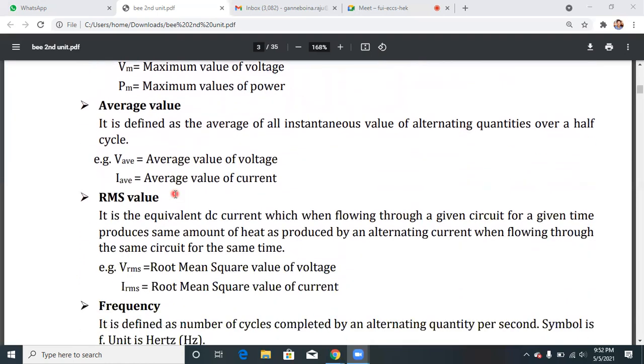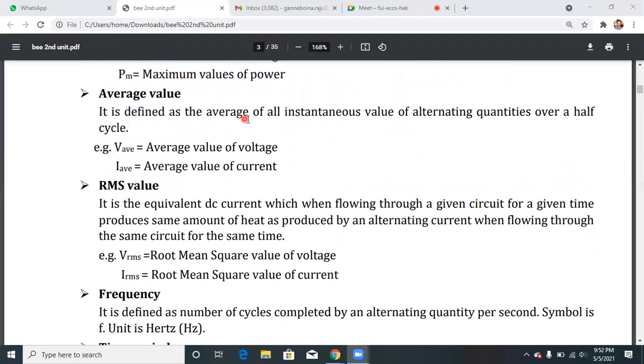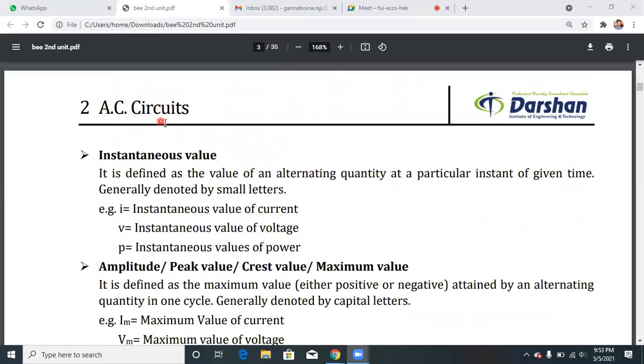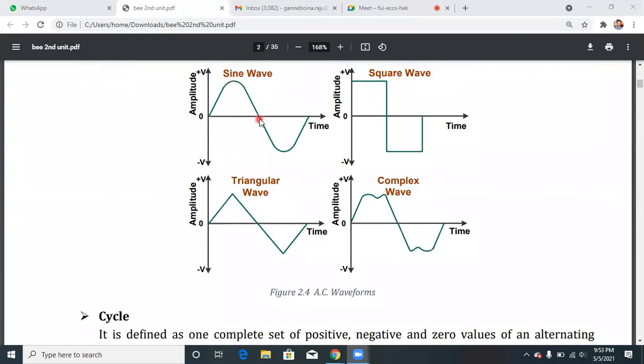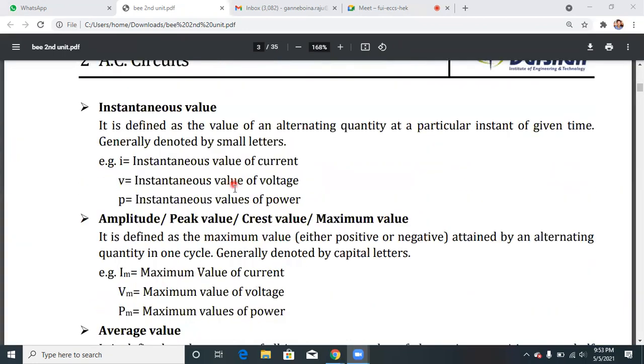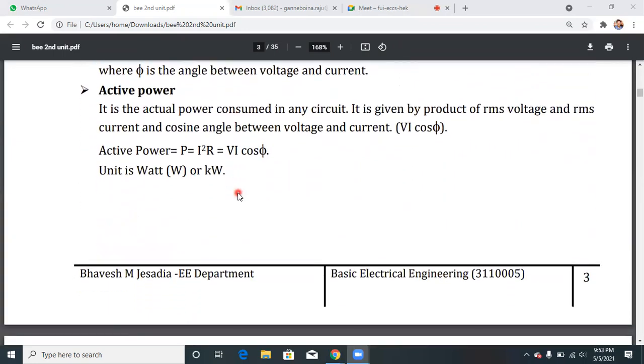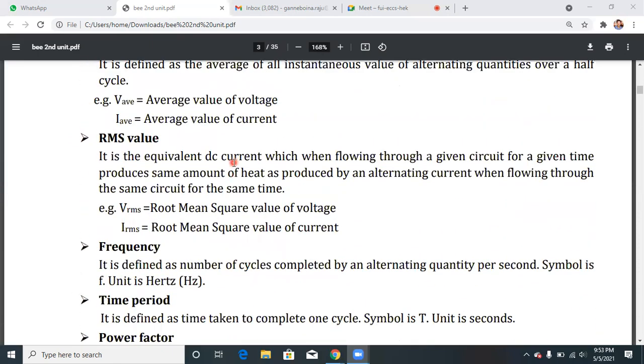Then average value. It is defined as the average of all instantaneous values of an alternating quantity over a half cycle. Understood? Only the half cycle we have to consider, up to here only. So in this region, only the half cycle. This is called the average value, and also it can be found in the form of instantaneous values.